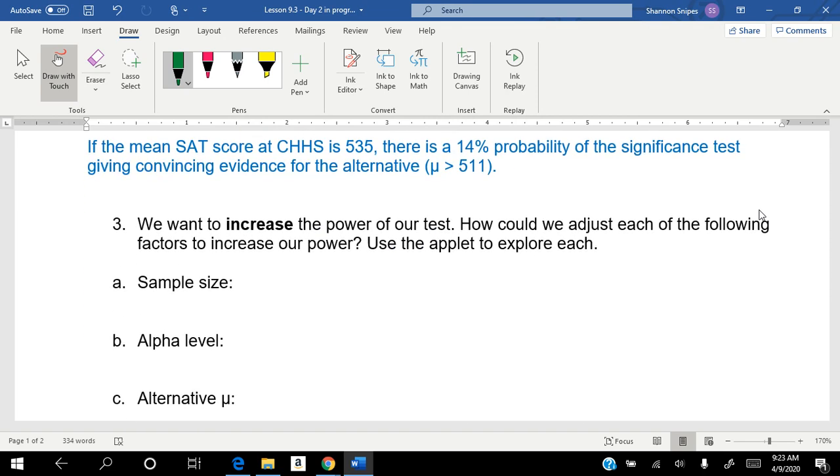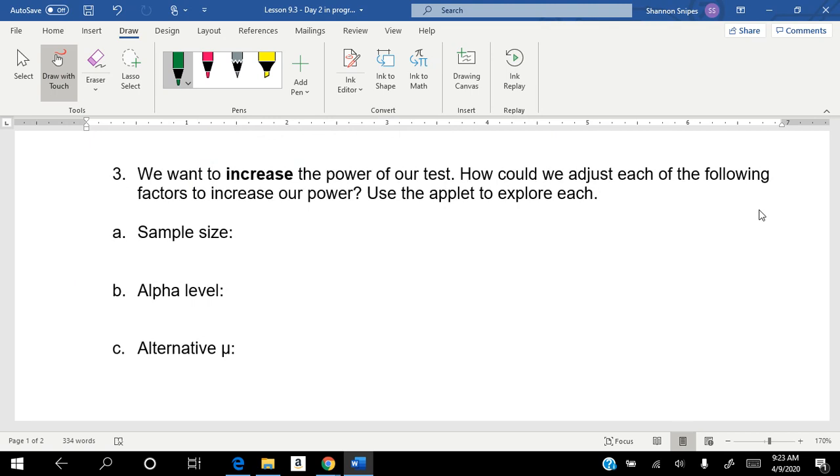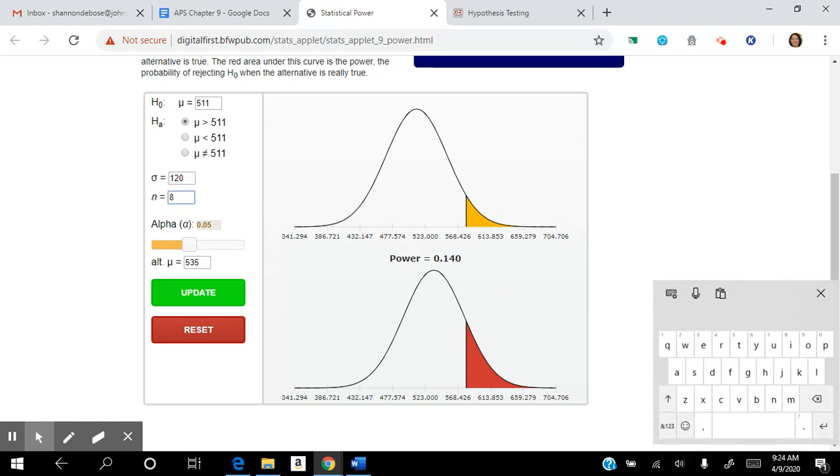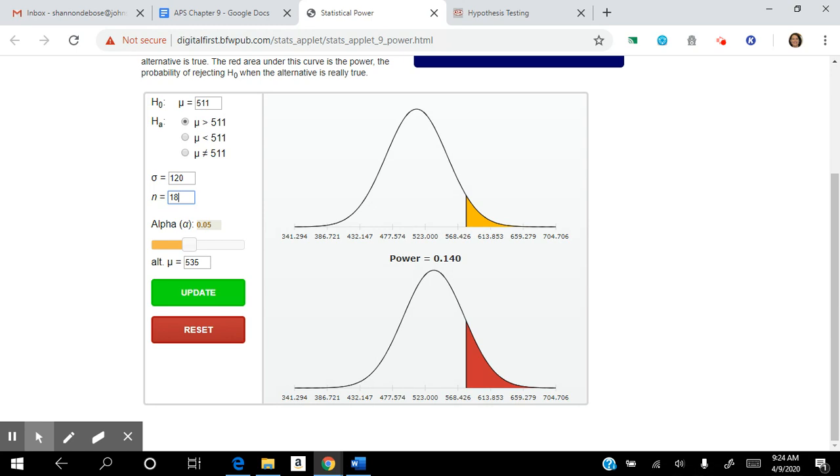So we want to increase the power of the test. How could we adjust each of the following factors to increase our power? We're going to use the applet to explore this scenario. All right, so the first one said, what if we increase our sample size? So let's take our sample size and, instead of 8, why don't we do 18? Update. What happened to our power? It went from 0.14 to 0.21.